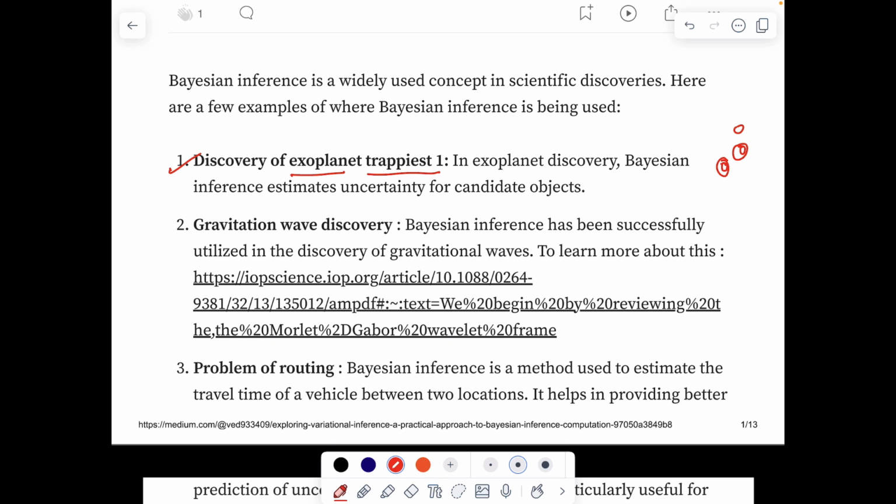Another important discovery is the gravitational wave, where Bayesian inference has been successfully used. The gravitational wave discovery is one of the major discoveries in physics, and it proved Einstein's theory of relativity and how gravity works in space and time. Bayesian inference has been successfully utilized in the discovery of the gravitational wave, and if you want to learn more about this, you can follow this article.